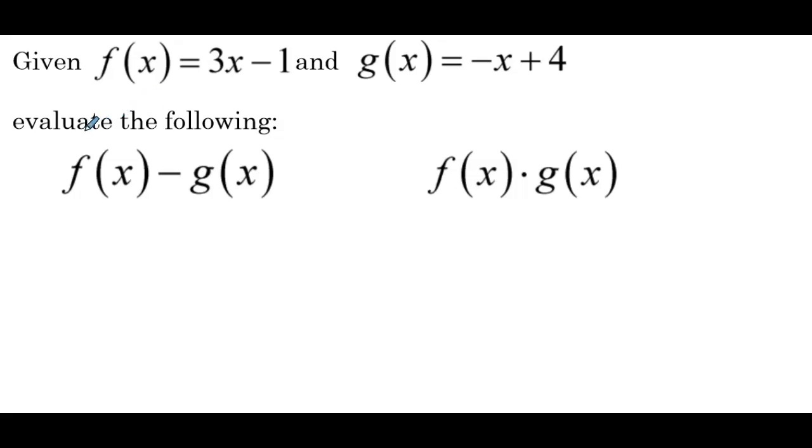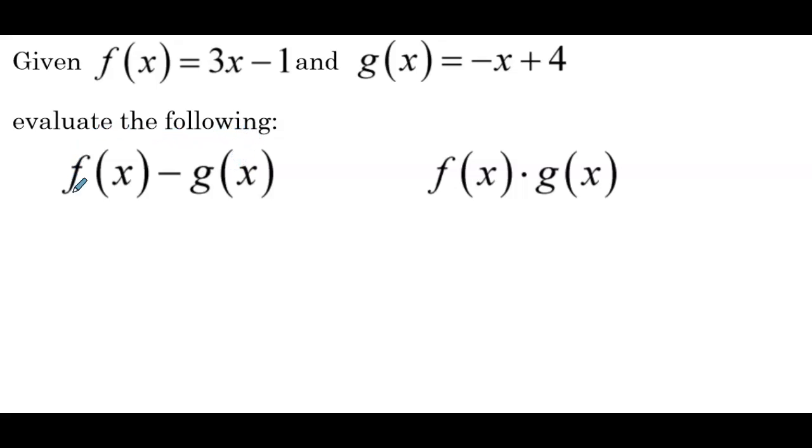Same two functions. Now evaluate f of x minus g of x. So what do we notice is different? Well, the biggest difference is we don't have numbers as inputs into the functions f of x and g of x. So here they want us to come up with an expression that's equivalent to f of x minus g of x in terms of x.